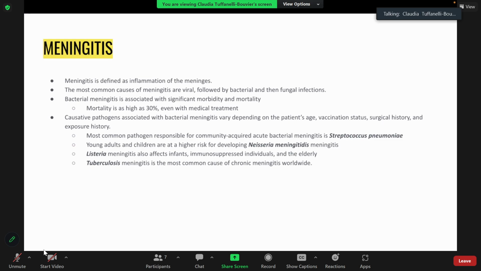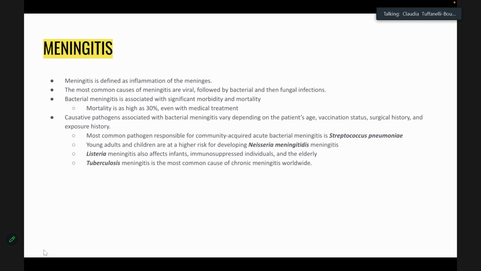Meningitis is extremely high risk. It's awful to have, with significant morbidity and mortality with this disease. The mortality, even with good treatment, is as high as 30%. That's not even suboptimal treatment. That's with good treatment, 30%.